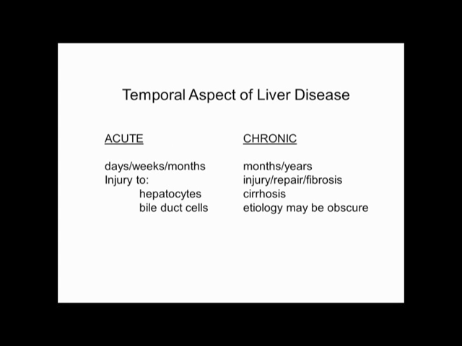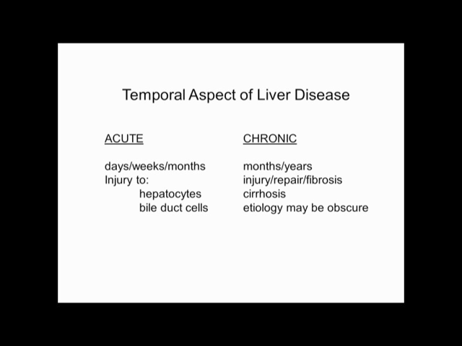We also have temporal aspects of liver diseases. There's acute diseases that generally came on within the last few days or weeks. They may last up to a month or two, but then if they're acute resolving, they then go away. And you can have injury to the hepatocytes or injury to the bile duct cells. Chronic liver diseases means you have injury, either hepatocytes or bile ducts or both, that goes on for months to years. And at that point, you get additional problems. You get an injury repair cycle that can lead to scar tissue or fibrosis and cirrhosis.